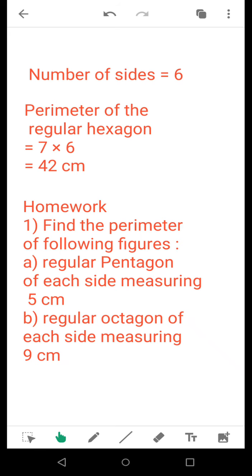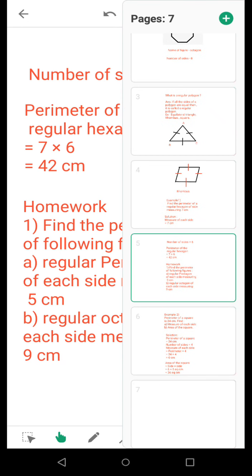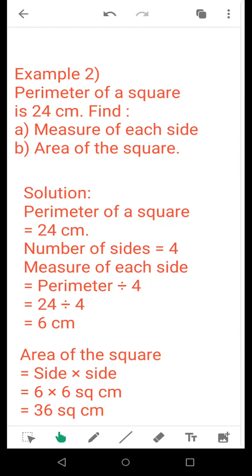Now based on this concept, there are 2 homeworks. First, you have to find the perimeter of a regular pentagon. Pentagon means 5 sides, each measuring 5 centimeter, and a regular octagon means a polygon of 8 equal sides, each measuring 9 centimeter. Now we come to the final board.